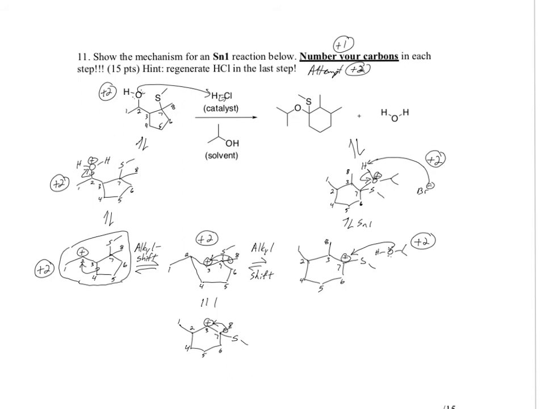All right. Couple of things for this one. Show the mechanism. Told you it's SN1. That should automatically make you think, I'm going to need to have a carbocation, probably rearrangements. I say number your carbons, so you've got to do that. Bolded and underlined in each step, right? Not just the first one and then all of a sudden something happens. And I said a hint, HCl gets regenerated in the last step. So you see catalysts are regenerated.